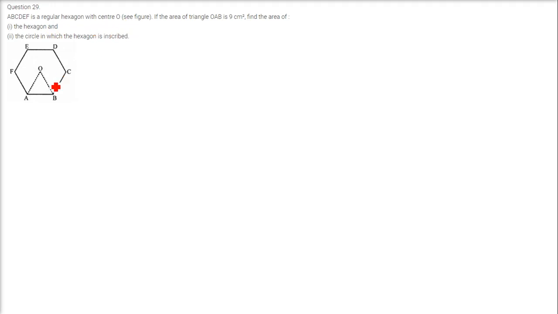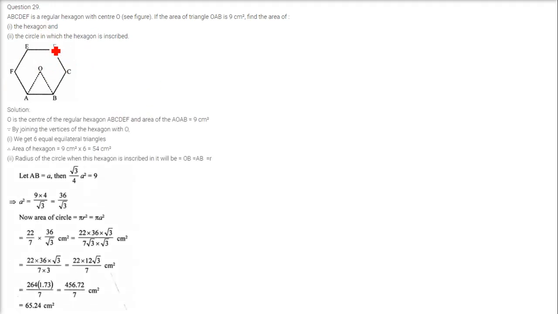ABCDEF is a regular hexagon with center O. So we have a center O. If the area of the triangle OAB is given to be 9 centimeters square, find the area of the hexagon and the circle in which the hexagon is inscribed.